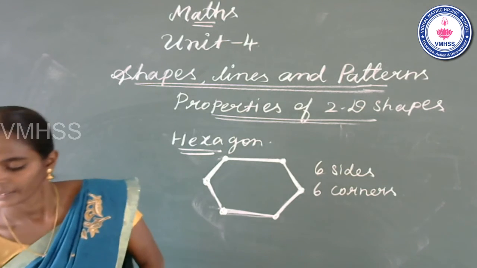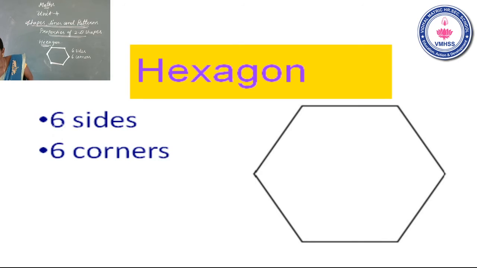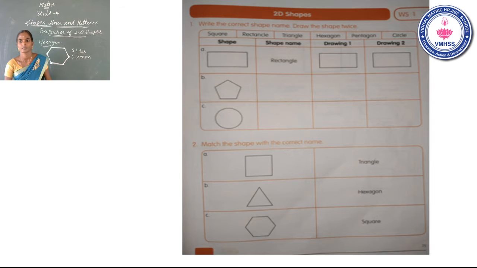Students, listen. Next one now. Next, worksheet. Students, listen. Worksheet number 1, page number 75. Take your worksheet. Mark worksheet number 1, page number 75, Unit 4.